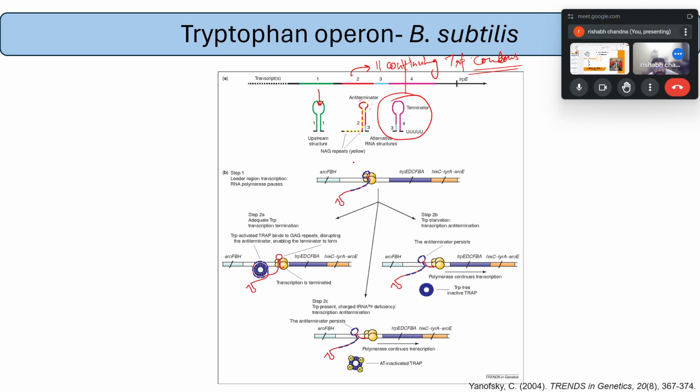So now what happens when adequate tryptophan is present? The protein is TRAP. TRAP stands for tryptophan RNA activated protein. So it functions as a multimer. It will bind to the codons of the tryptophan.